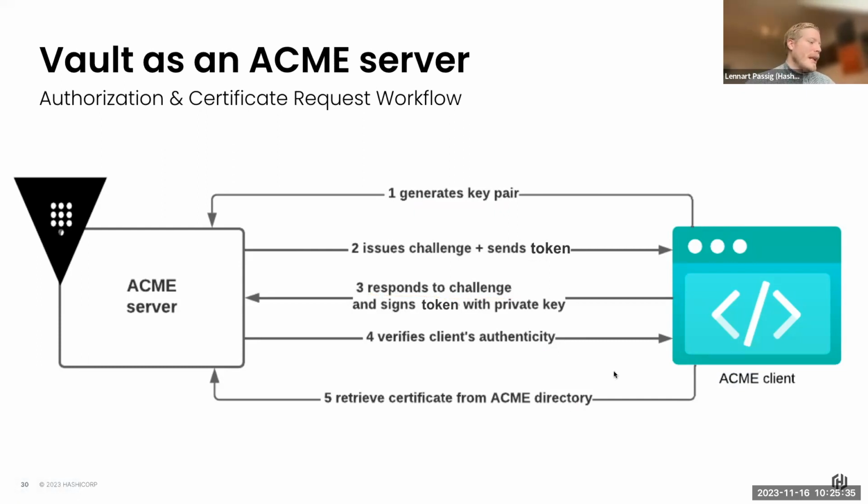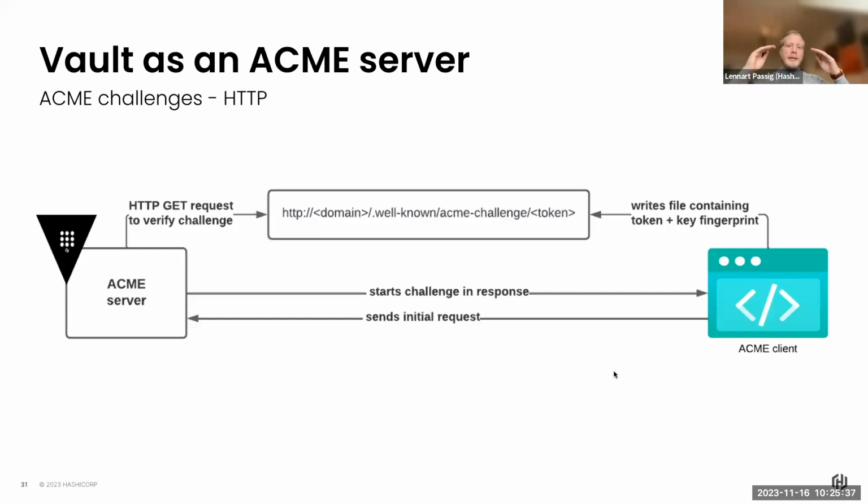So this is one, but now let's look at the challenges. We have multiple challenges, and this is the first one that we can use. The first one itself is HTTP, where we basically verify ownership because we write a file containing a token and thumbprint into an HTTP address that is well known by ACME. And then we eventually get the validation that we own this particular domain.